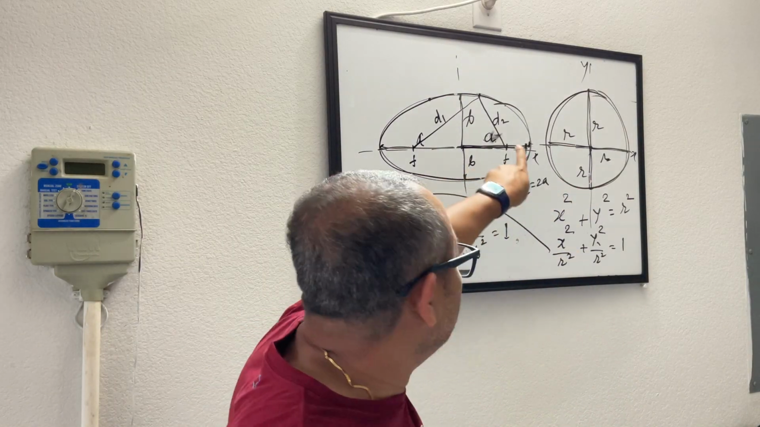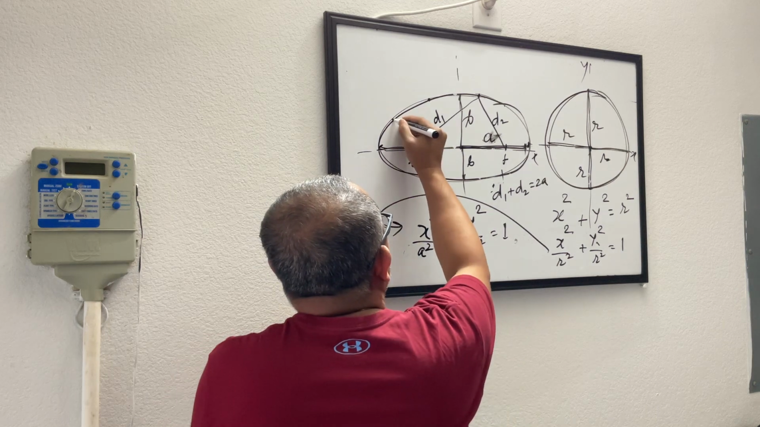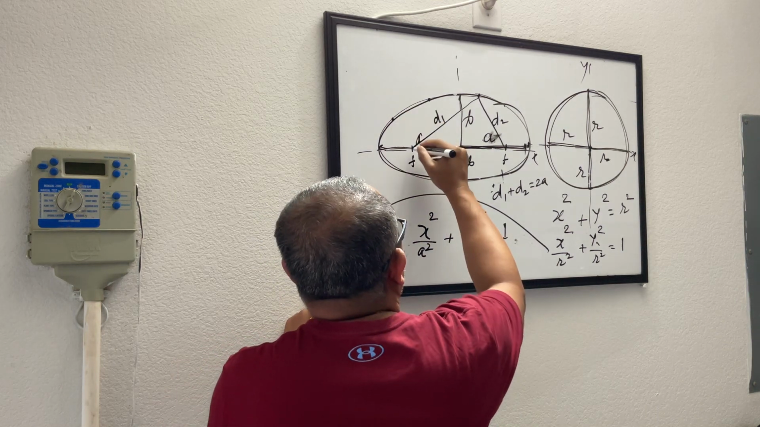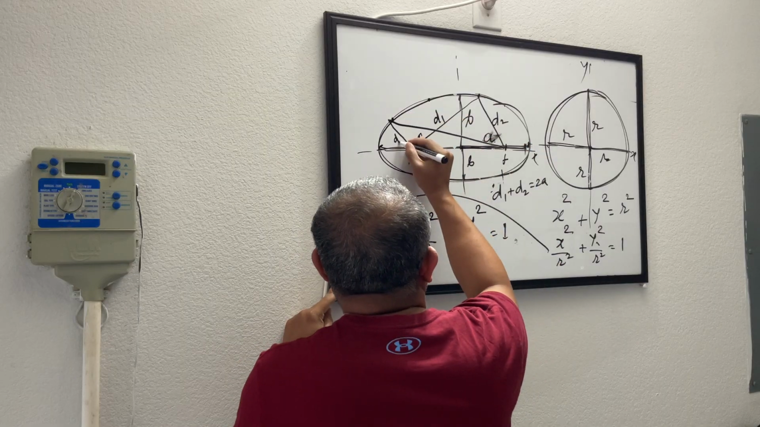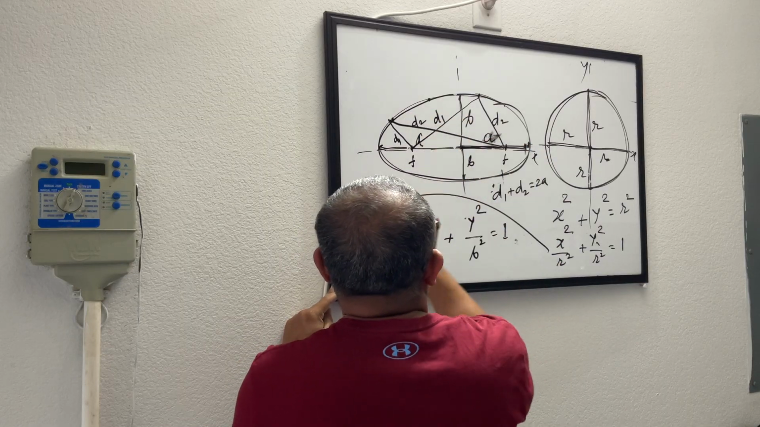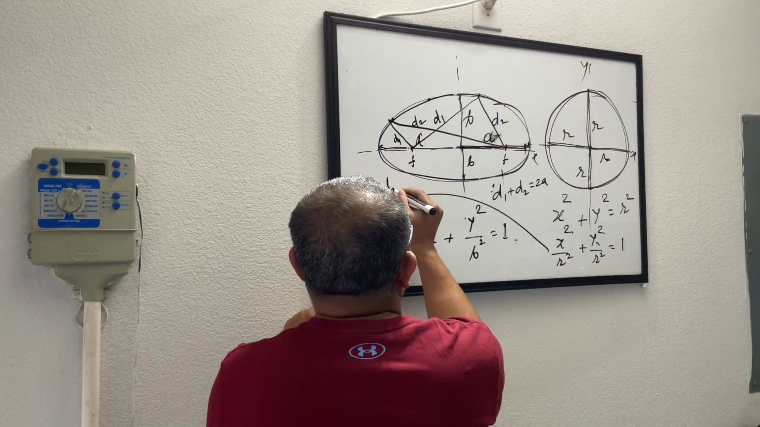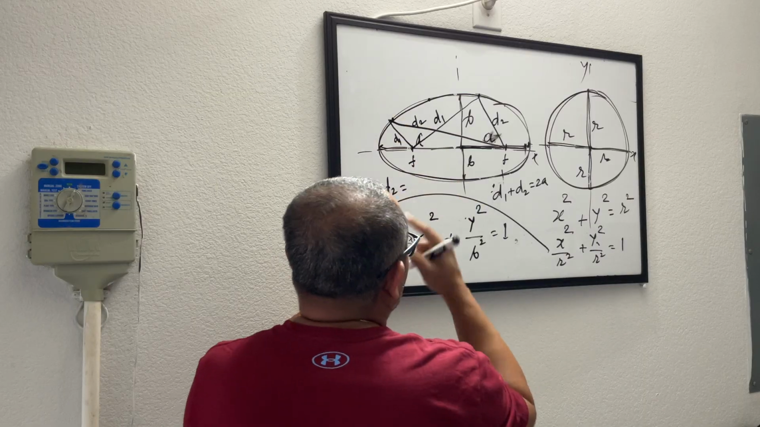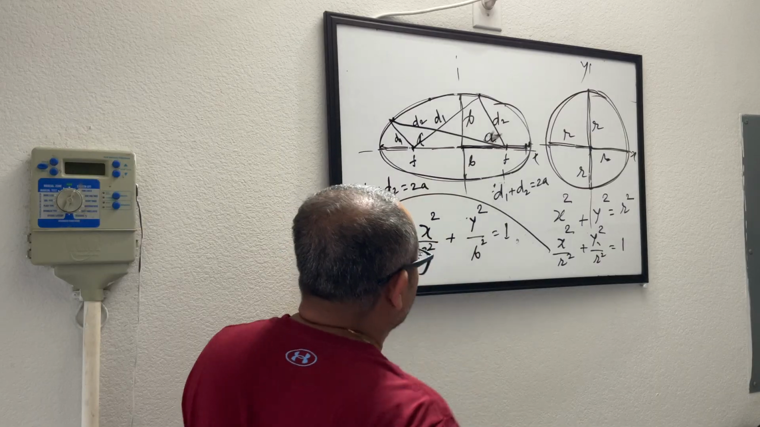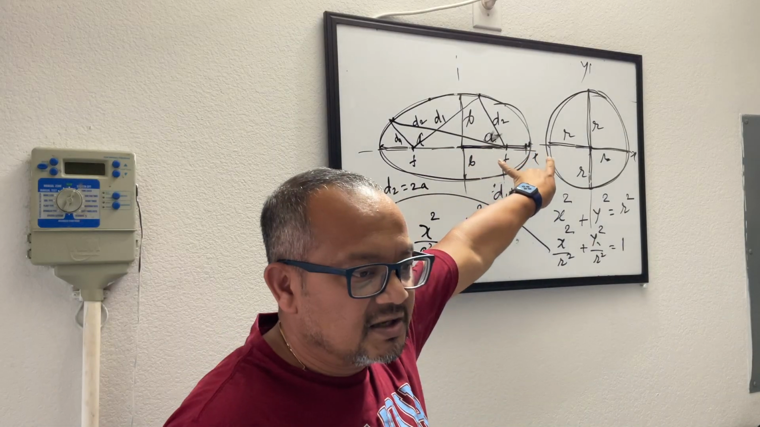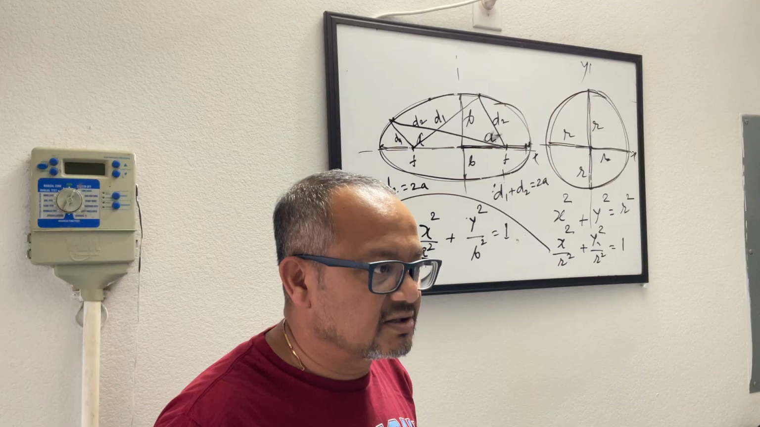The magic about this property is, if I pick any other point, join this point and join this point, and this is my new d1 and this is my new d2, the sum of the two distances connecting to the foci of the ellipse will again be equal to 2a. 2a is 2 times the major radius.